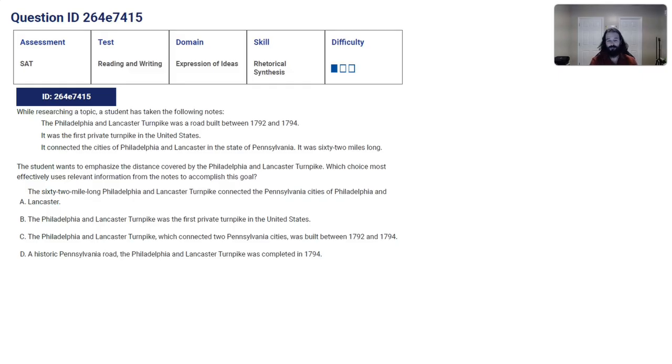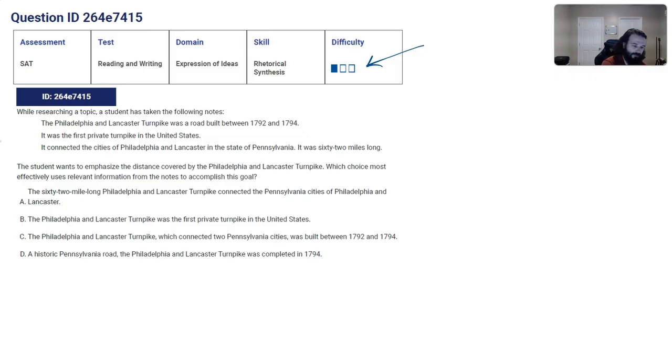So this one is a very simple one. You can see the difficulty rating here is level 1. This is just so we can see what these questions are all about. While researching a topic, a student has taken the following notes. The Philadelphia and Lancaster Turnpike was a road built between 1792 and 1794. It was the first private turnpike in the United States. It connected the cities of Philadelphia and Lancaster in the state of Pennsylvania. It was 62 miles long.